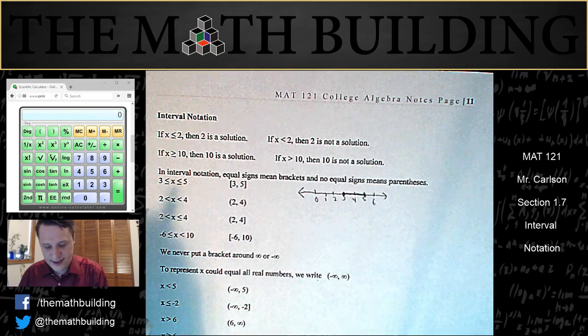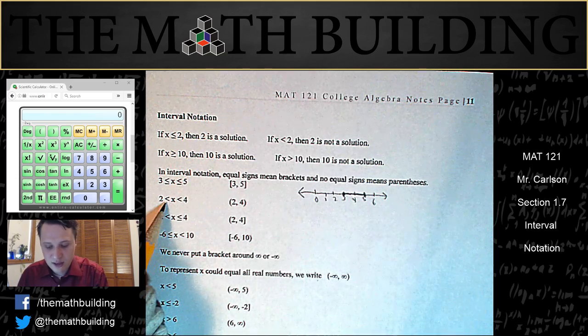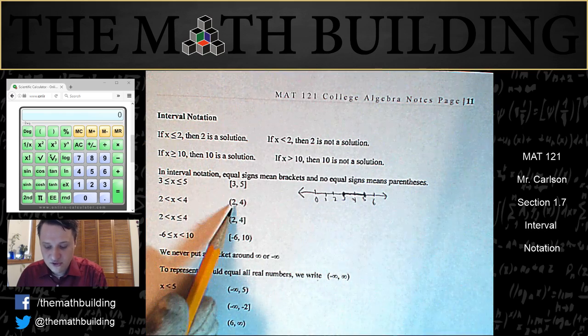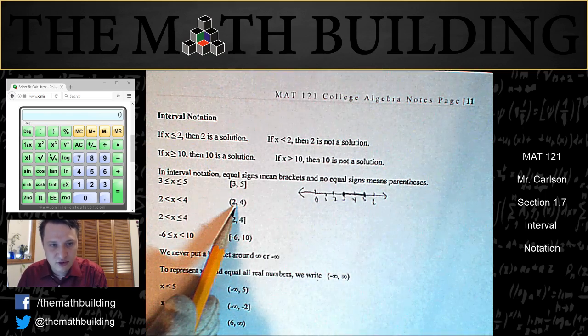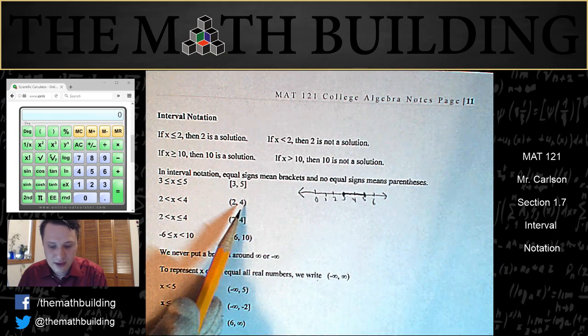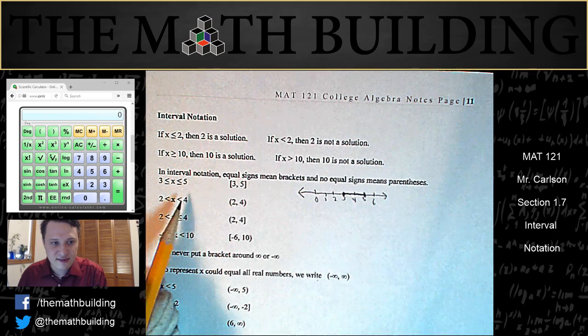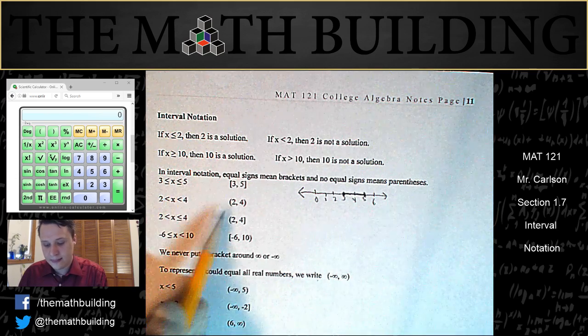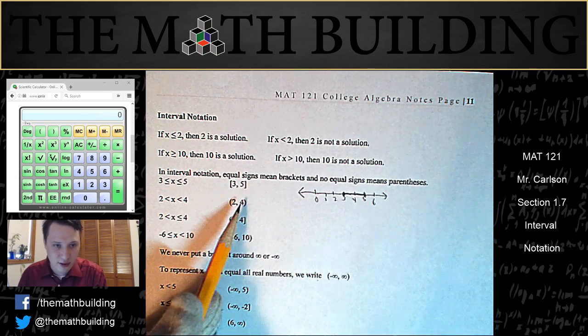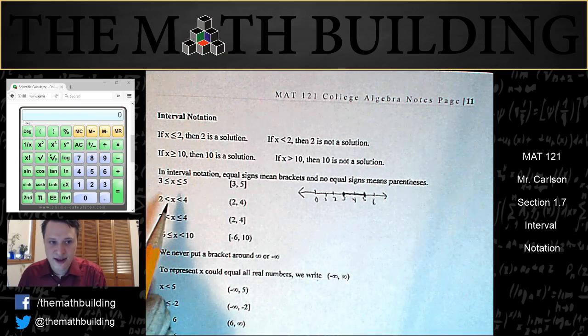Check out this next one. X is between 2 and 4. There's no equal signs here, so you would write that as parenthesis 2 comma 4 parenthesis. This right here means the same thing as this right here. This is not a coordinate. I know it looks like a point. This is a range of values that x can be.